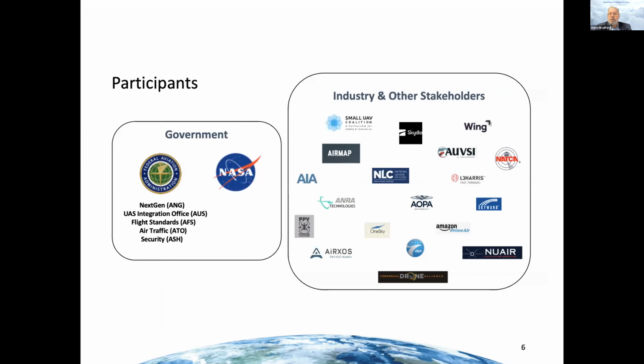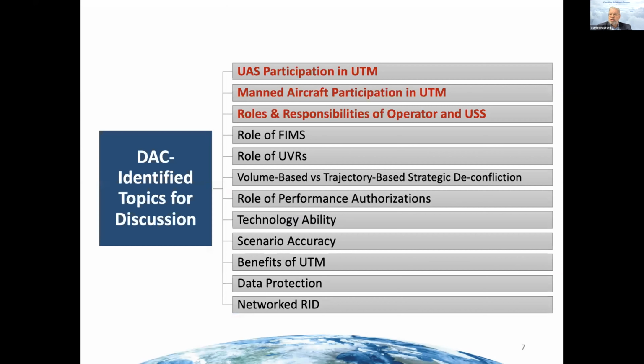And these are our participants. So we have all parts of the FAA involved. Everybody, and I should have airports on there because they're involved also, and the environmental people and everybody else. They're all involved from our side. And there are just some of our industry partners, and we invite security partners and others to these meetings. Next slide. So the kind of questions that we came up with is UAS participation in UTM. And I'll give you an example of that. Manned aircraft participation in UTM.